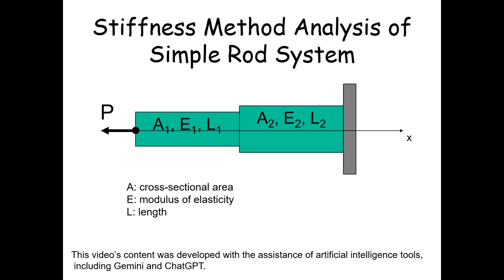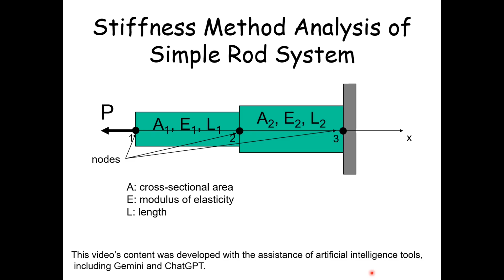Welcome! Today, we'll walk through a stiffness method for a very simple rod system. In the previous video we introduced a stiffness matrix for a rod element. The system consists of two rod elements, labeled 1 and 2, and three nodes, labeled 1, 2, and 3. Each element has a length, L, cross-sectional area, A, and modulus of elasticity, E. A force, P, is applied at node 1.